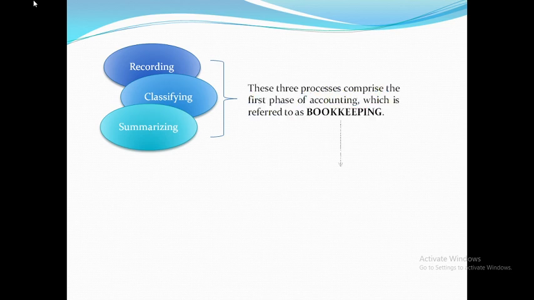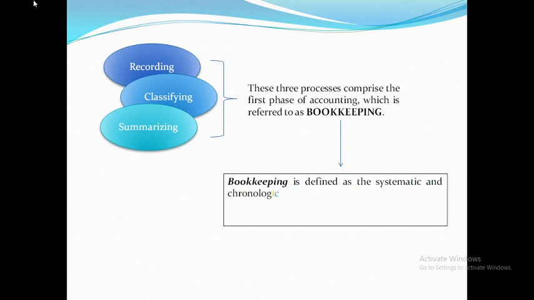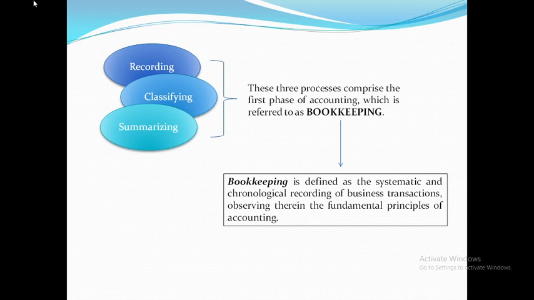What is this bookkeeping? Bookkeeping is defined as a systematic and chronological recording of business transactions, observing therein the fundamental principles of accounting. A bookkeeper's work is therefore called bookkeeping. The word chronological means the transactions should be recorded in accordance with the date of the business transaction, from the first day of the month to the last day of the month. Okay, so that means from August 1 to August 30. So that would be the job of the bookkeeper in preparing the reports of the business.